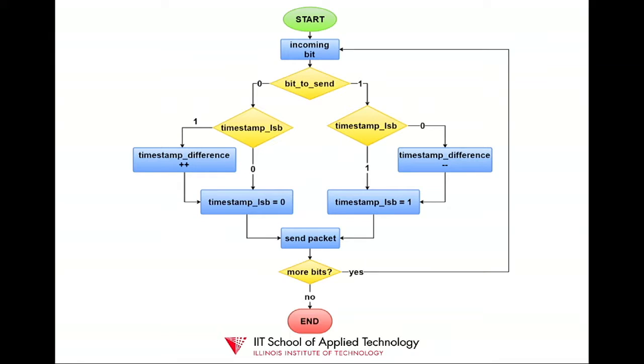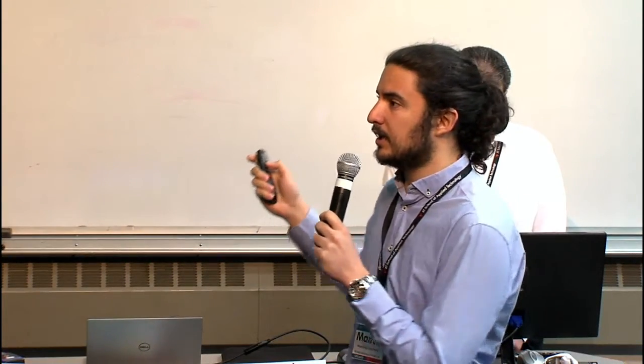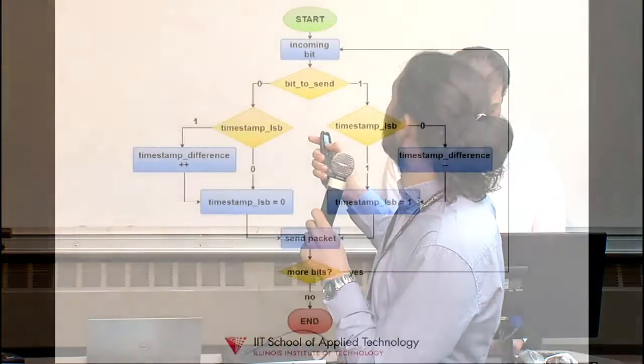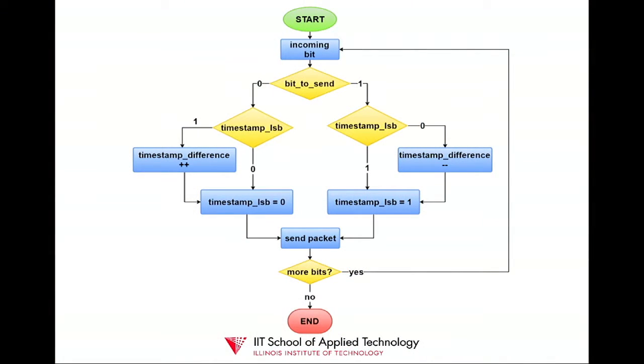So here we have a flowchart. It basically depends on what bit you want to send, the 0 or 1. Imagine we want to send a 1, then just check the timestamp LSB. If it's the same as the bit we want to send, just send it, and that's it. And if not, we have to subtract from the timestamp difference in order to make them match for the receiver part, so the connection can be kept alive. If there are more bits, just go to the first part and do the same.